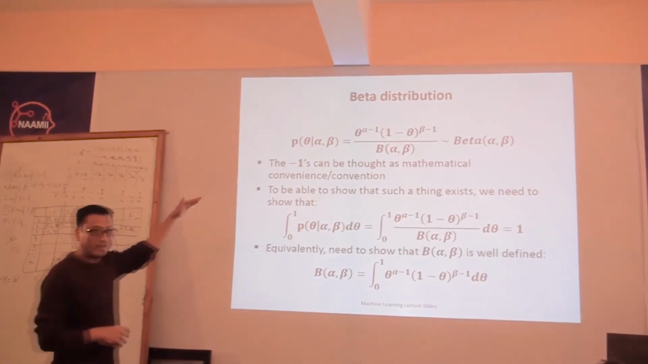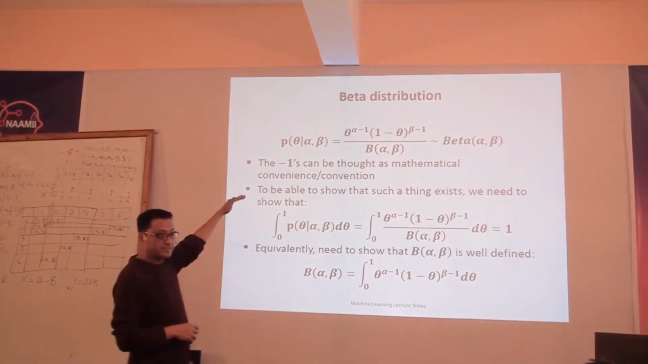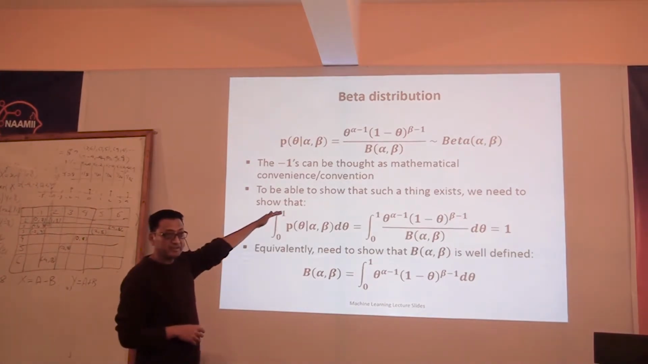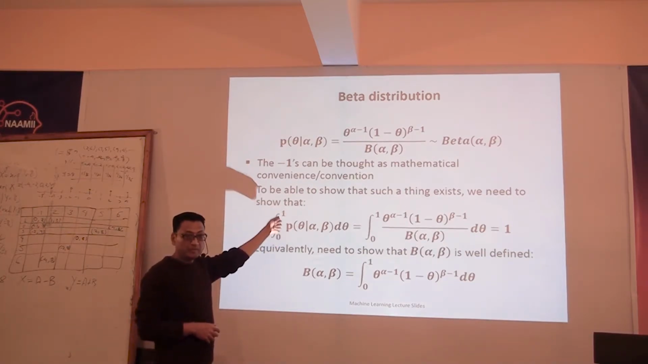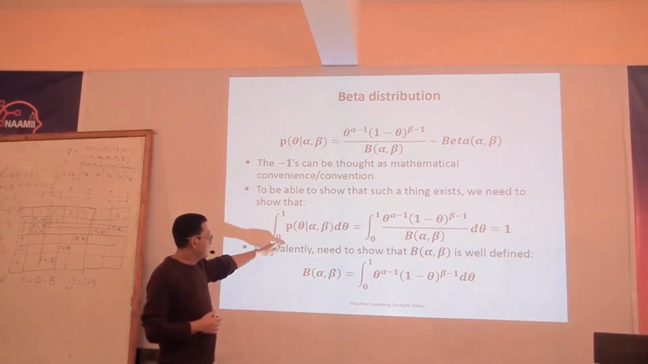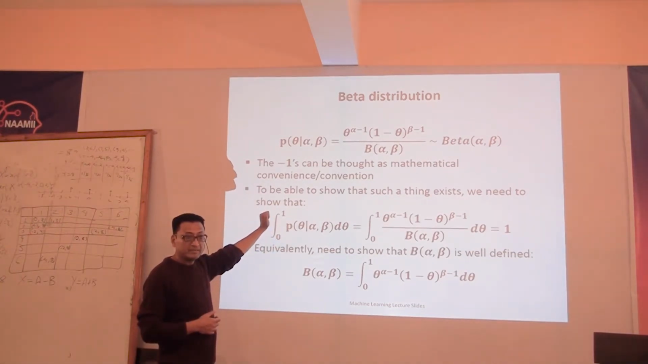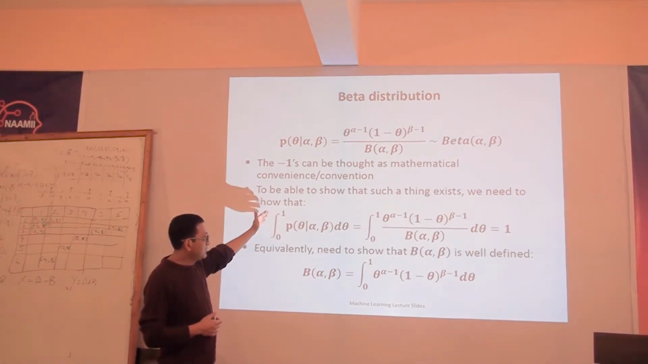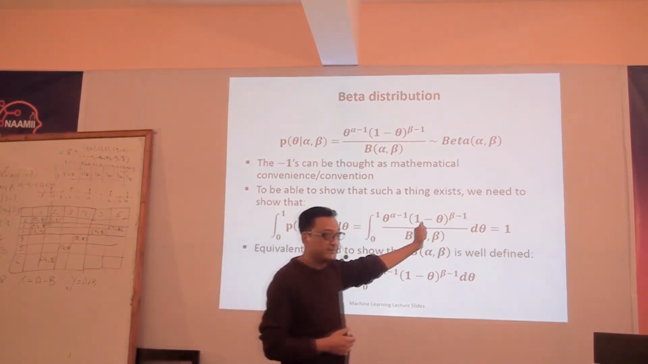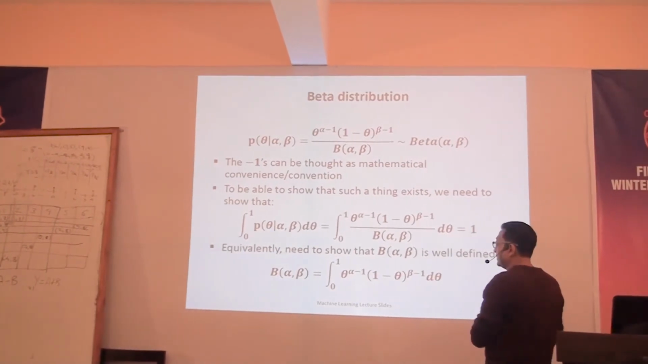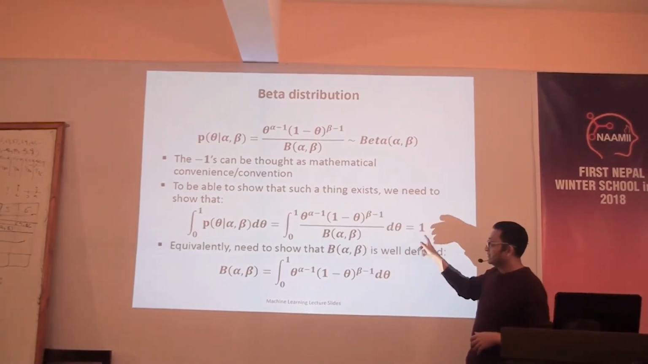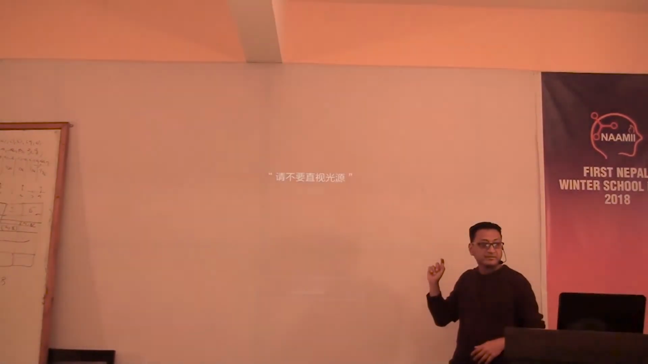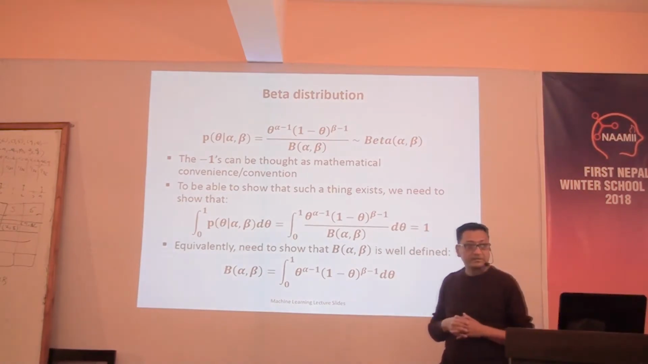To go through this game now, to show that this is a proper distribution, this integration has to equal 1. Because the theta value is the bias of the coin, the range is only between 0 and 1. So for this to be a proper distribution, just moving this beta over here, this integration has to equal 1. Is that clear?